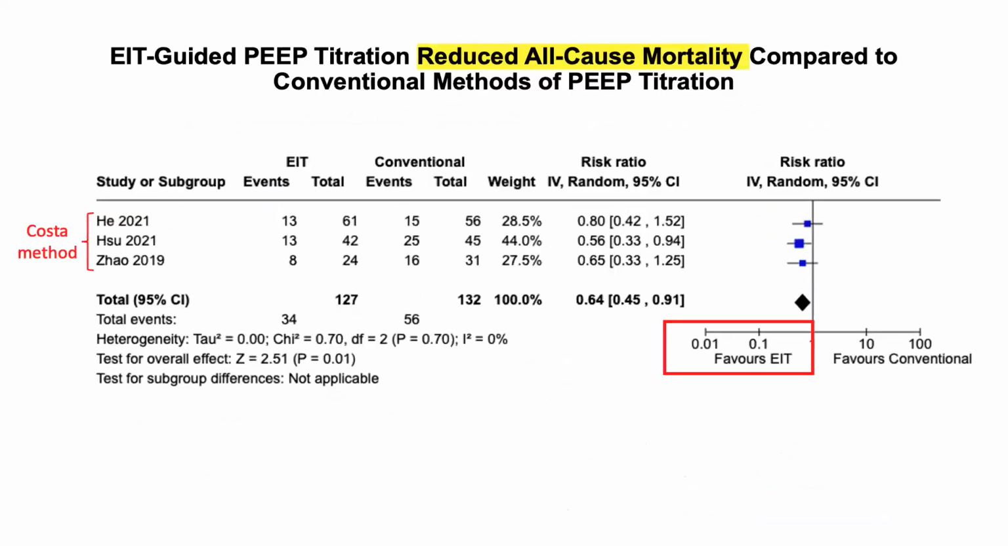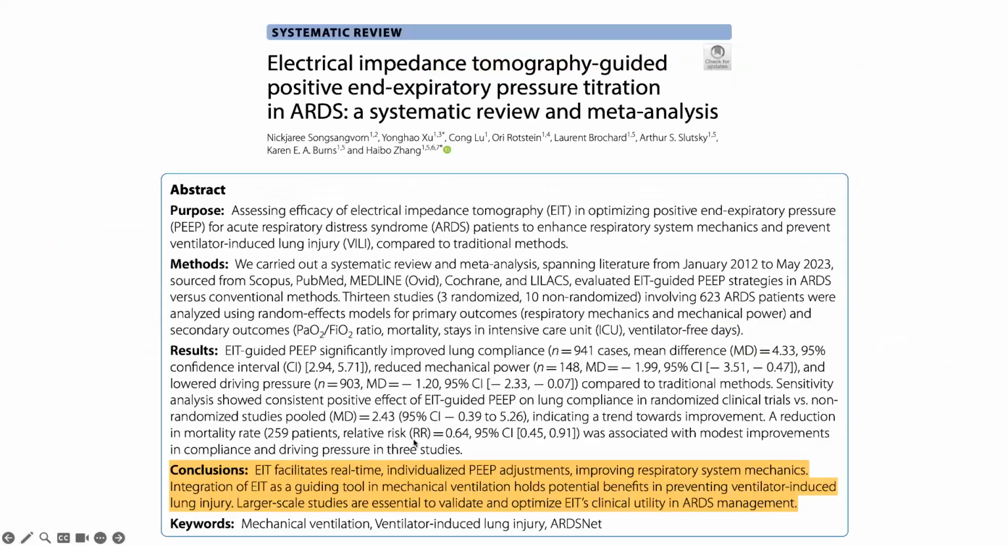And most interestingly, they were able to see that EIT favors a reduction in mortality as described in this forest plot, suggesting an important effect using PEEP titration by EIT. And the authors conclude that EIT facilitates real-time, individualized PEEP assessment, improving respiratory system mechanics, and the integration of EIT as a guiding tool in mechanical ventilation holds potential benefits preventing ventilator-induced lung injury.